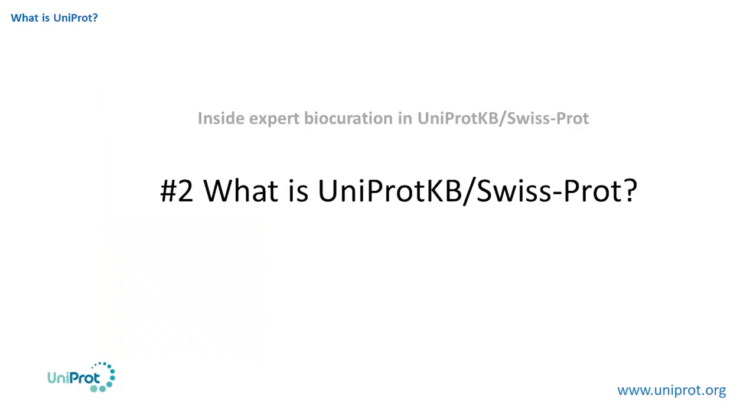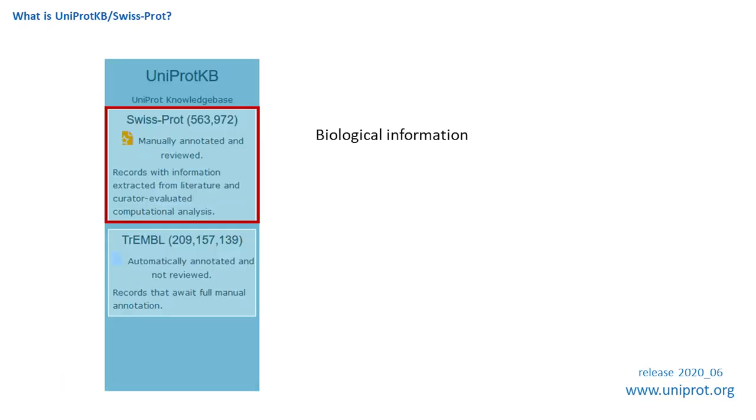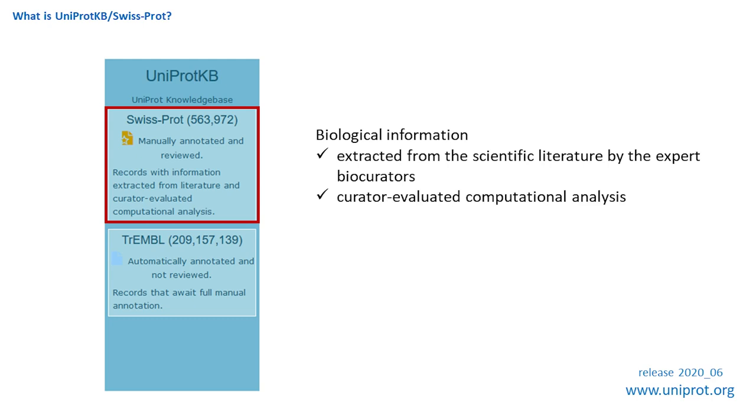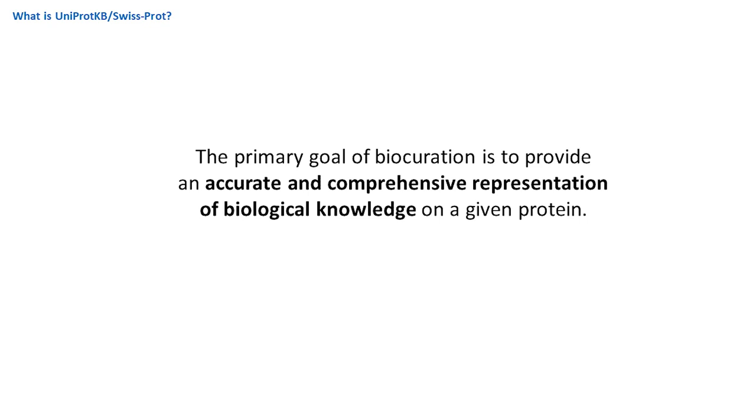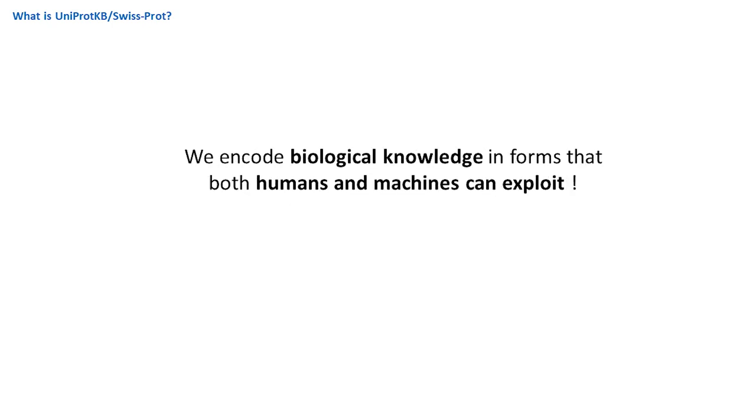In the Swiss-Prot section, the biological information is extracted from the scientific literature by the expert biocurators, or it comes from curator-evaluated computational analysis. The primary goal of this biocuration process is to provide an accurate and comprehensive representation of biological knowledge on a given protein, and to make this data readily accessible to the life science community. We encode biological knowledge in forms that both humans and machines can understand and exploit.